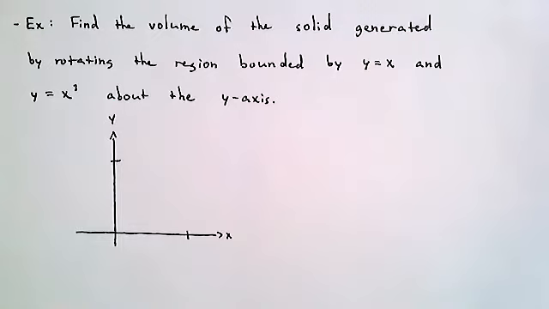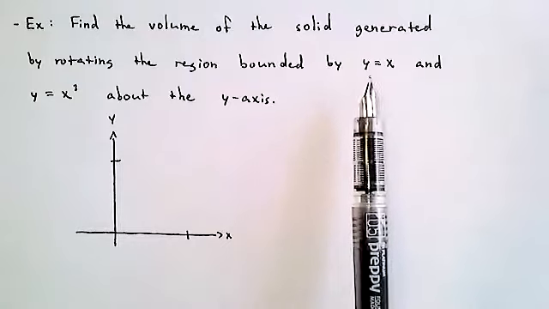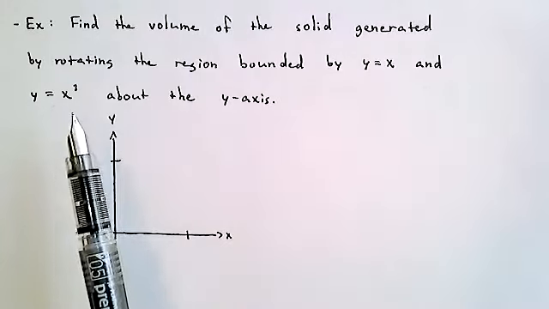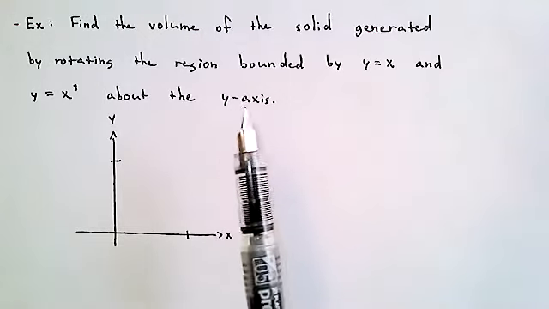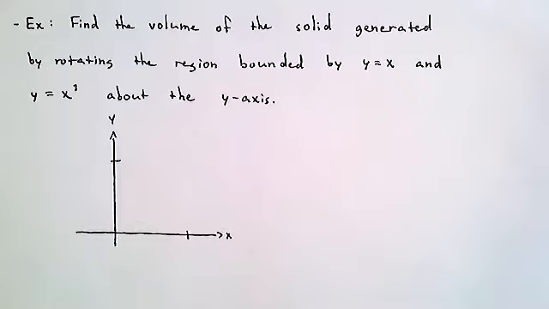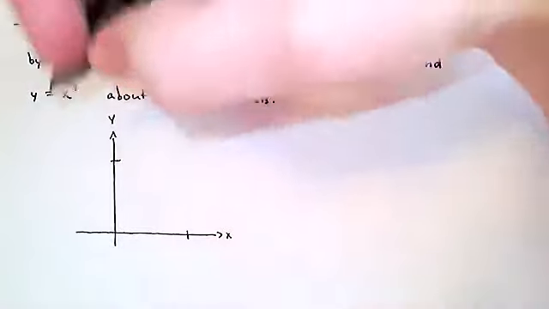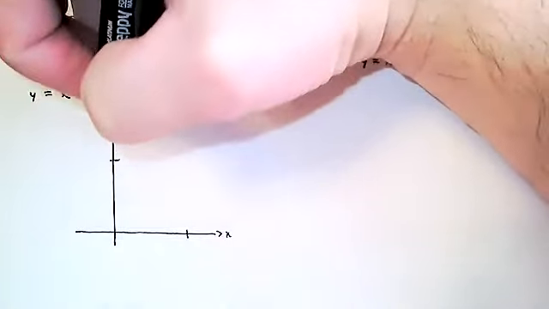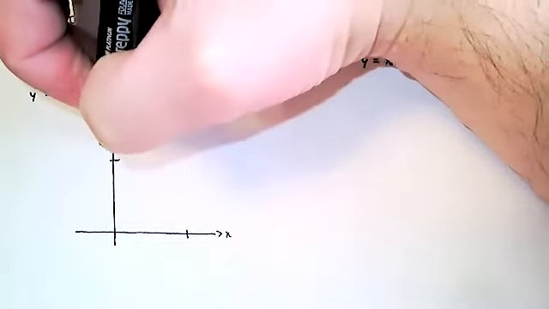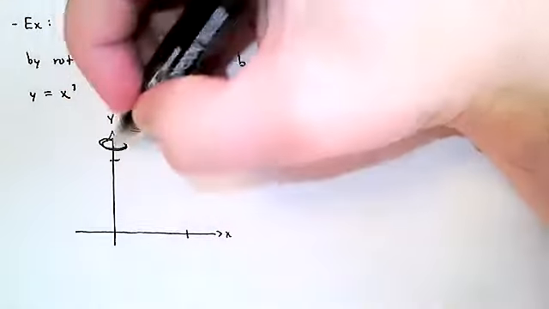So this time we're going to find the volume, well, mostly similar to the last one. Find the volume of the solid generated by rotating the region, bounded by two curves, y equals x and y equals x cubed, about the y-axis. So this last little word here is the primary difference from the last example. Instead of rotating around this way, around the x-axis, we're going to be rotating around this way, around the y-axis.